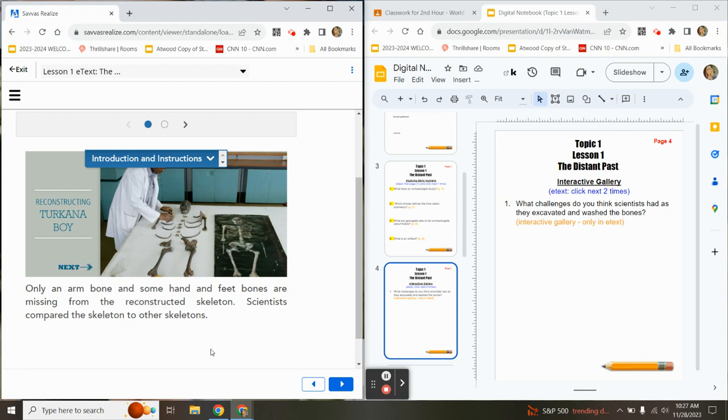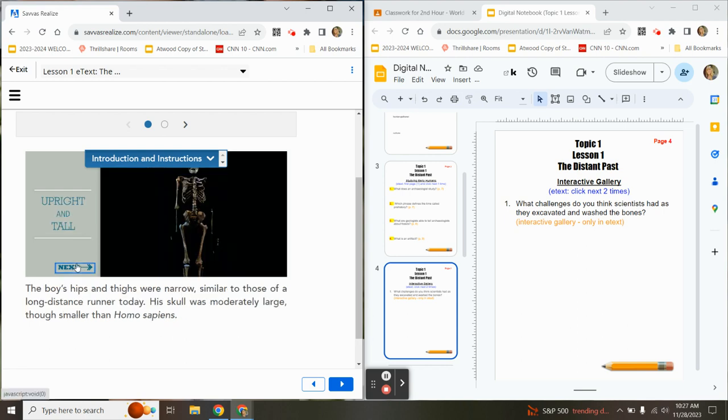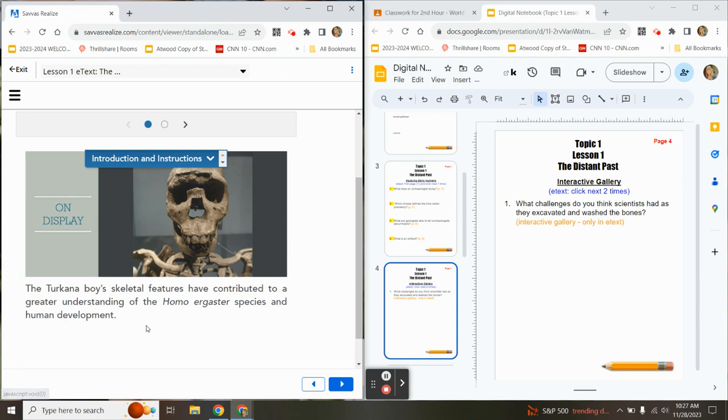Scientists compared the skeleton to other skeletons. The boy's hips and thighs were narrow, similar to those of a long-distance runner today. His skull was moderately large, though smaller than Homo sapiens. The Turkana Boy's skeletal features have contributed to a greater understanding of the Homo ergaster species and human development.